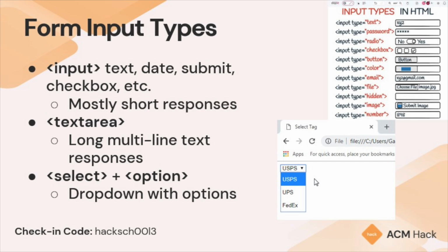But you see what the dropdown can look like. So select is what you wrap everything with, and then options are each of the different options. So in this example, it's the options USPS, UPS, and FedEx. And we have documentation linked on the slides for the trip activity, if you want to learn how to use select and option.